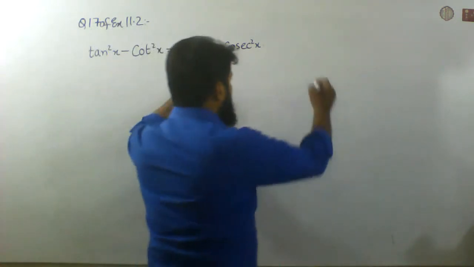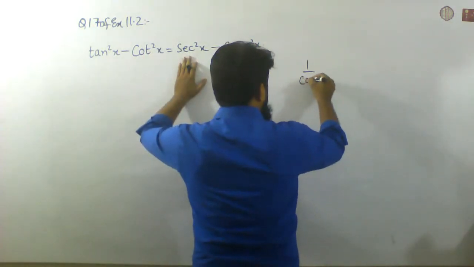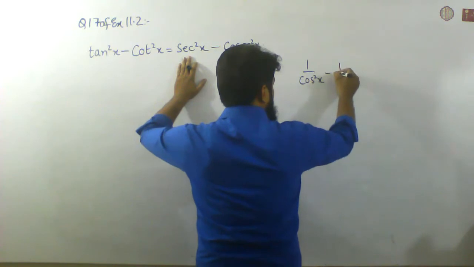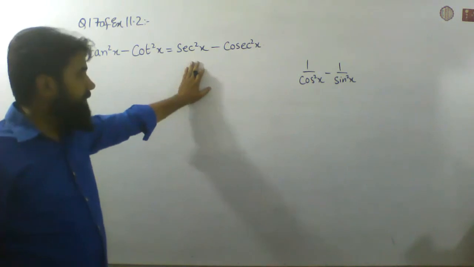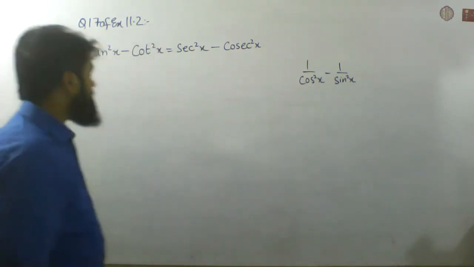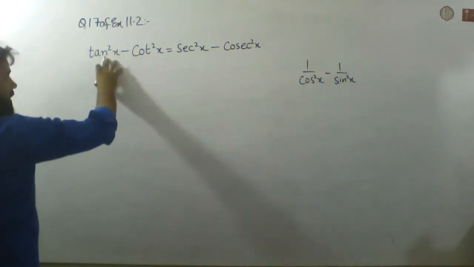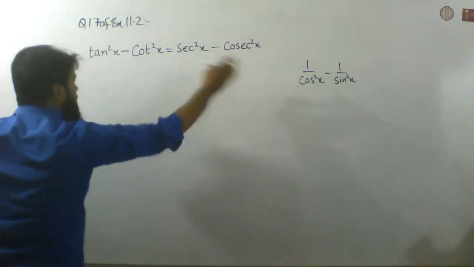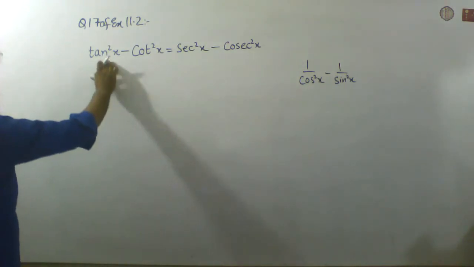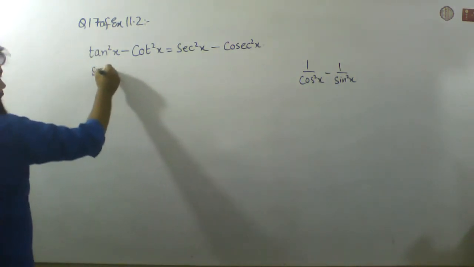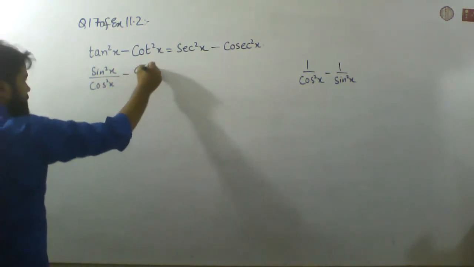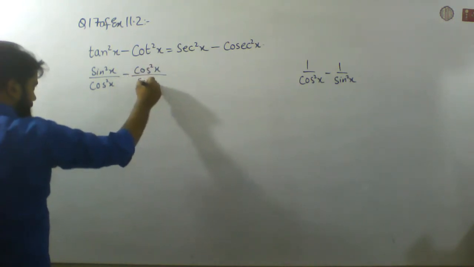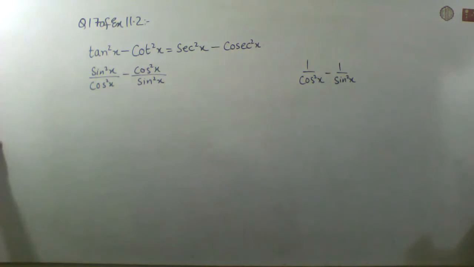Simplifying this one over here, it becomes 1 over cos square x minus 1 over sin square x. Now I've shifted these two also in sin and cos, so this will become sin square x over cos square x minus cos square x over sin square x. This is my first working which I have done over here.